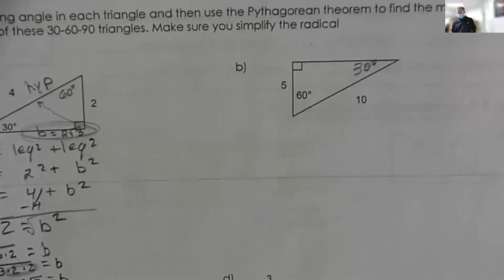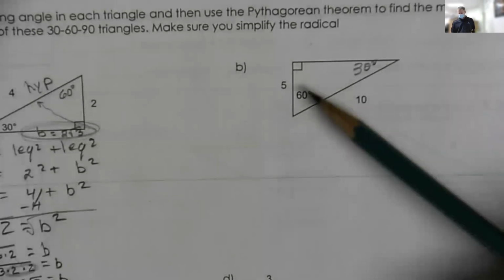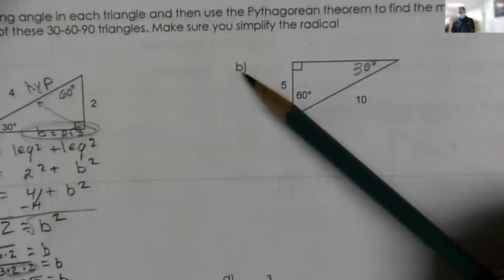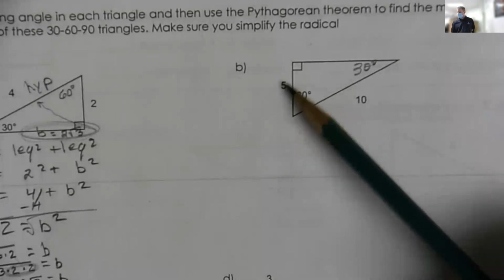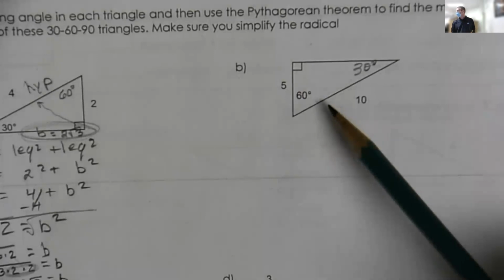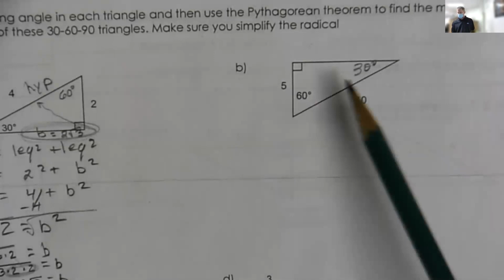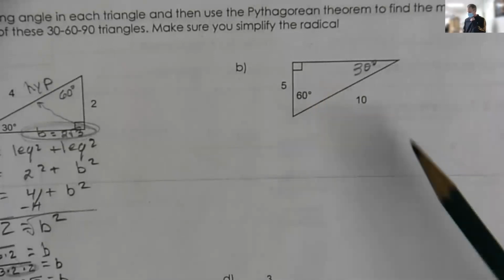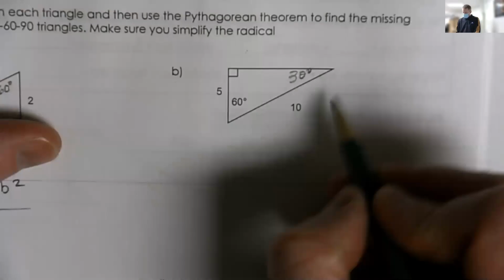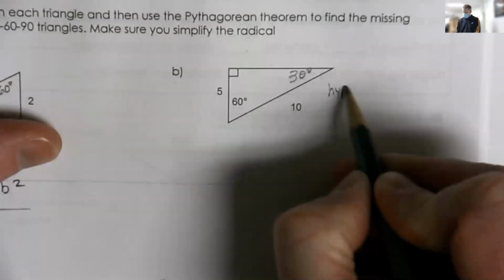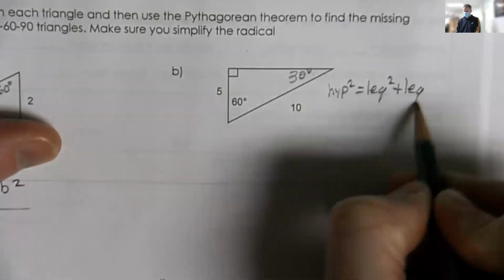So working with special right triangles, 30, 60, 90. We're working on the second question. We're going to explore how the Pythagorean theorem would solve this. Since we have two sides of a right triangle, we can use the Pythagorean theorem. In the Pythagorean theorem, we use hypotenuse squared equals leg squared plus leg squared.